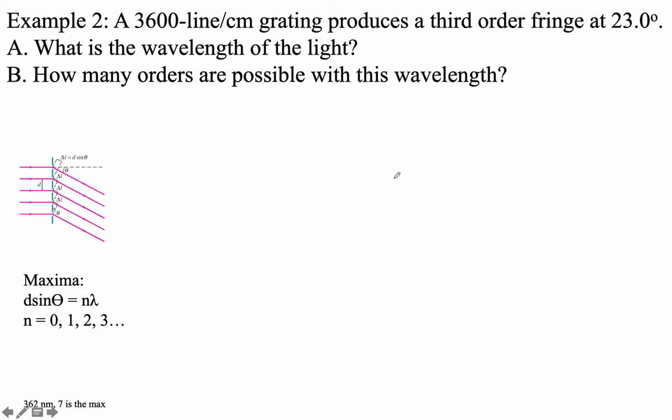All right, 3,600 lines per centimeter grating. So what that means is that our d, if it's got 3,600 lines per centimeter, is 1 centimeter, so 0.01 meters, divided by 3,600. Let's figure that out first, I know we'll need that. And that is 2.77 repeating times 10 to the minus 6th meter. So that's our d, right?